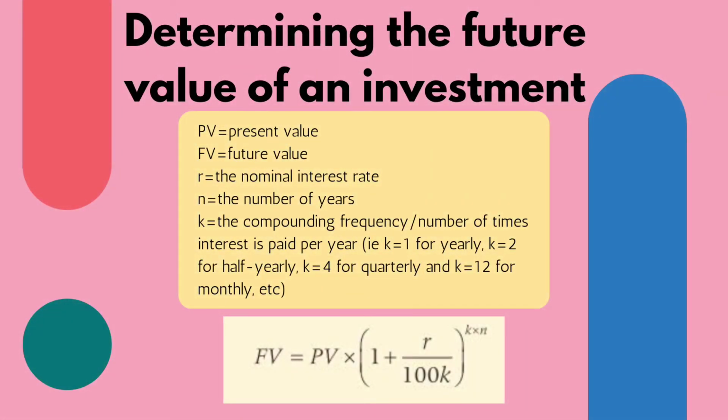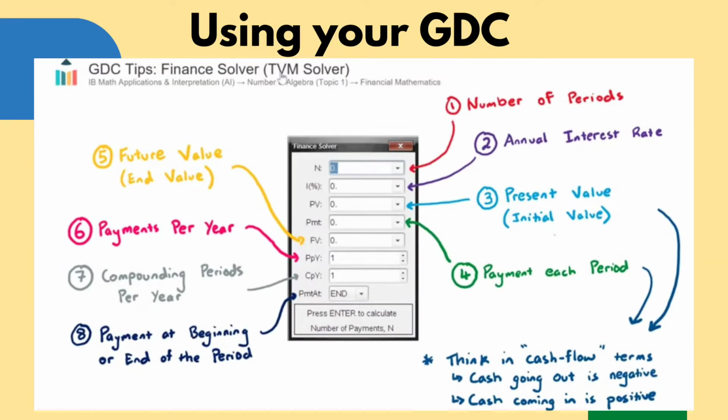So how exactly can we determine the future value of an investment? Firstly, as we can see here, we can use this particular formula that was obtained from the first section in the formula booklet. And secondly is by using our GDC. In using our GDC, we need to press menu and then press the number 8 and lastly press the first number, which is our finance solver. This is what will appear on your GDC when you press finance solver.